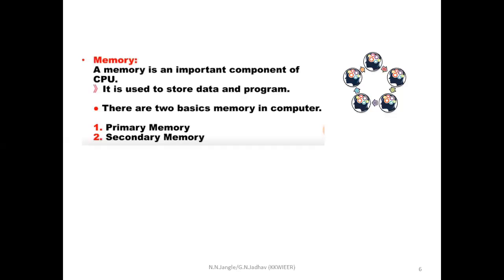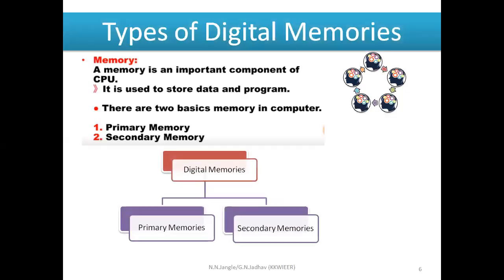So let us discuss memories and their types. A memory is an important component of the CPU, an important part of the computer. It is used to store data and programs. There are two basic memories in a computer, primary memory and secondary memory. So memories are divided in two parts: first is primary memory and second is secondary memory.